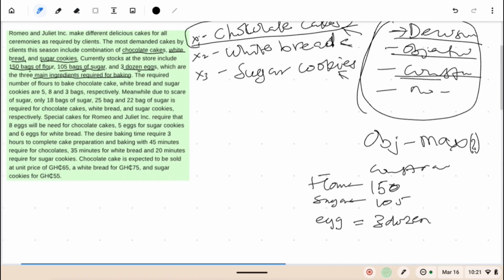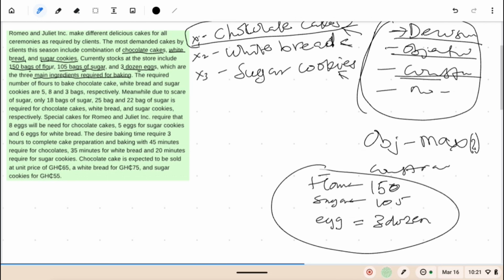Okay, so we'll talk about this later. They said the required number of flour to bake chocolate cake, white bread, and sugar cookies are 5, 8, and 3 bags. So here they are giving you more details about the amount of flour used, like this ingredient.